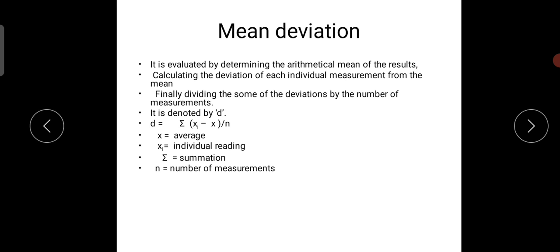Then mean deviation. Mean deviation is simple. That means we calculate the deviation of each individual measurement from the mean, and finally divide it by the total number of measurements. That is called mean deviation. So D is equal to, mean deviation is denoted by D, the sum of the absolute values of xi minus x bar, where xi means the individual measurement and x bar means the average, that is the mean, divided by n. N means the total number of measurements.